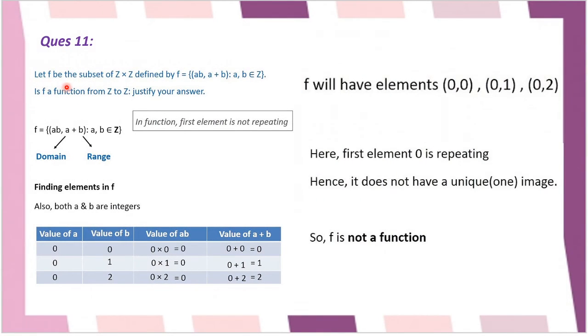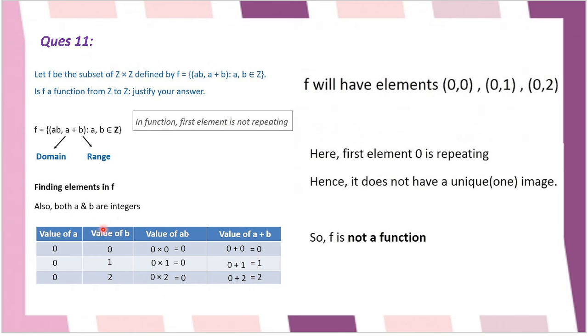Now question number 11. Let f be the subset of Z cross Z. Z cross Z means integers, and the function is defined as (ab, a plus b). Ordered pair is given like this. Is f a function from Z to Z, meaning integers to integers? Justify your answer. So this is domain and this is range. First element is domain, other is range.